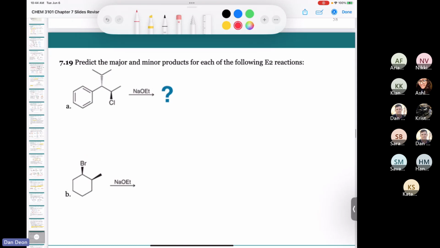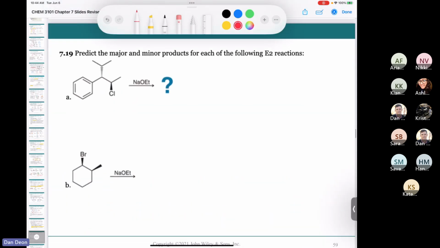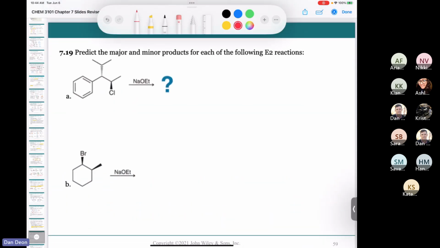And so what I thought we would do is take a look at these two problems here. So why don't we take a short break, and that will give you a chance to try these, and then we'll come back and we'll take a look at both of them.